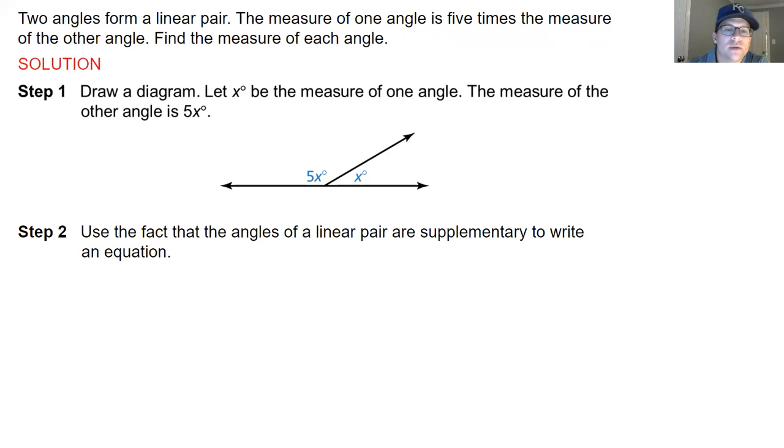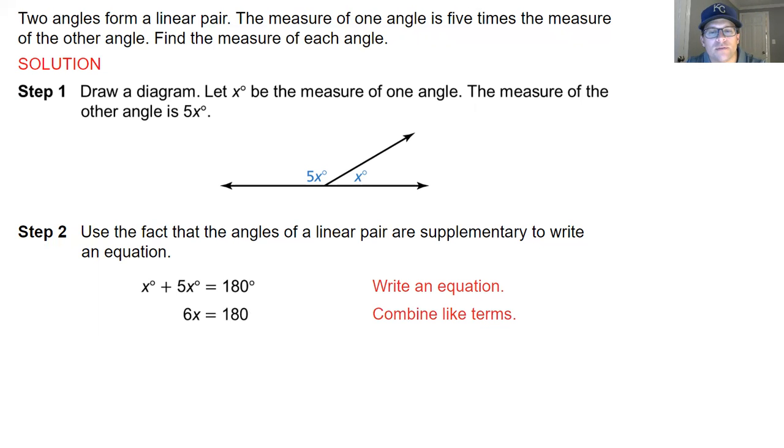Now, since you do know that they are a linear pair, they are also supplementary, so you can write an equation saying that these two angles added together will equal 180 degrees. So 1x plus 5x is 180. Then just simply use algebra to solve for x: combine like terms to get 6x, and then undo the multiply by 6 by doing the opposite, which is divide, and then you get x equals 30.